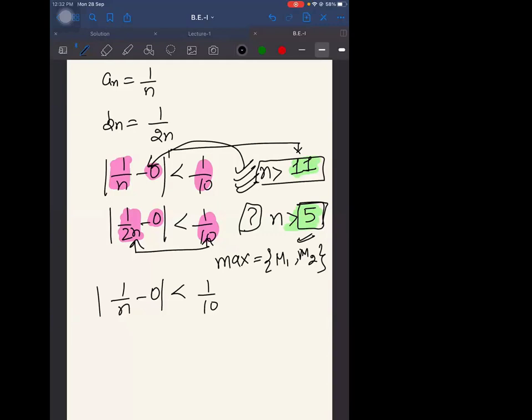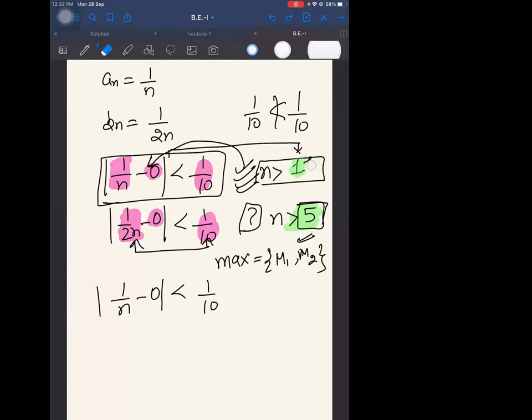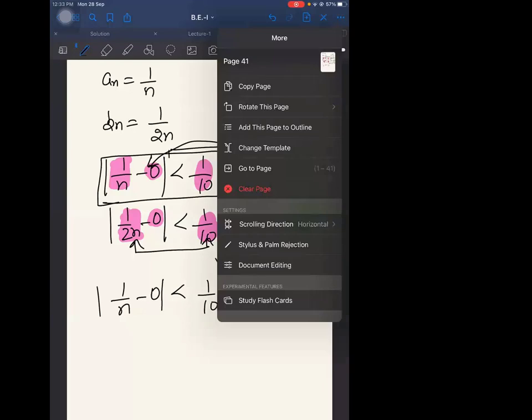Is it fine? So why 11? Why not 10? See, at 10 it will not work, no? Because 1 by 10 is not less than 1 by 10. Yeah, you are right in saying that. So more precisely, I would say n greater than 10. Is it fine with everyone?